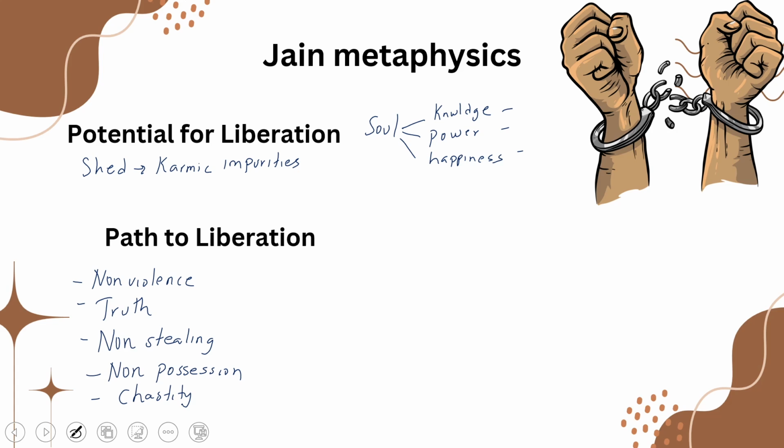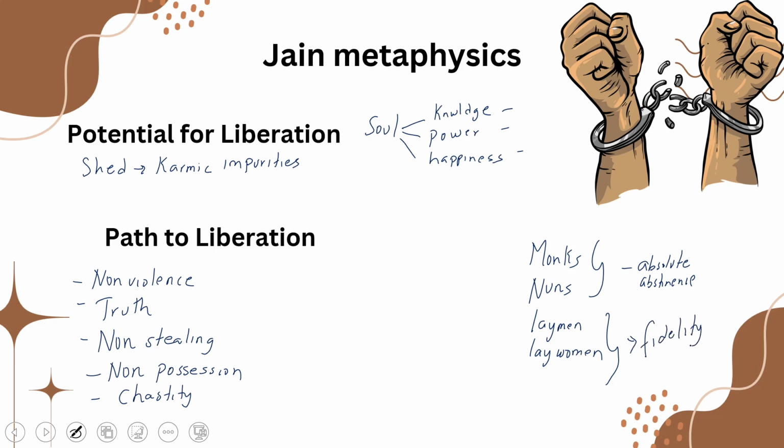So, what are the four categories of society in Jainism? Four categories of people. So, you had the monks, you had the nuns, then you also had the lay men and lay women. Now, when we see chastity for the monks and the nuns, it is absolute abstinence. For the lay men and lay women, it is more with regards to fidelity. Okay, chastity in the sense of faithfulness to one's spouse.